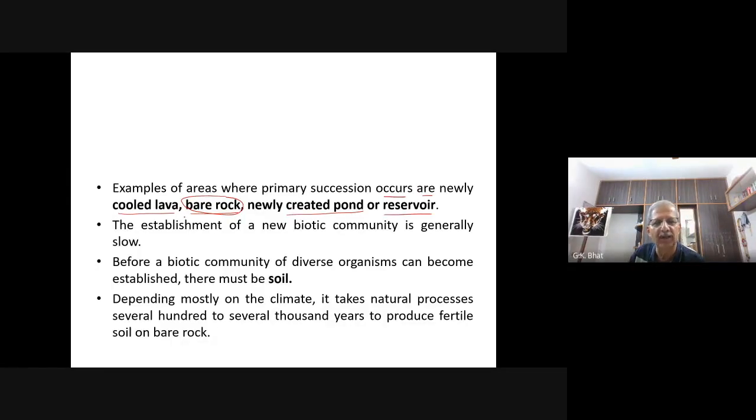After a volcanic eruption, the lava gets cooled. It results in land masses. So, if the succession starts in such an area, what do we call it? Bare area, bare rock area, or cooled lava, or newly created pond.